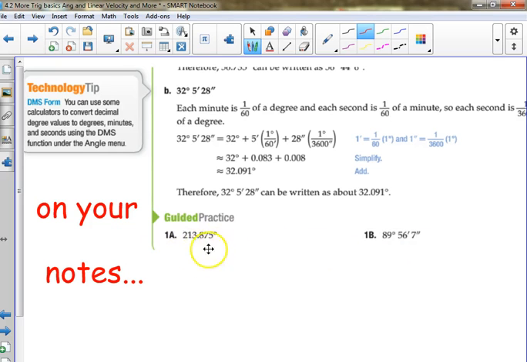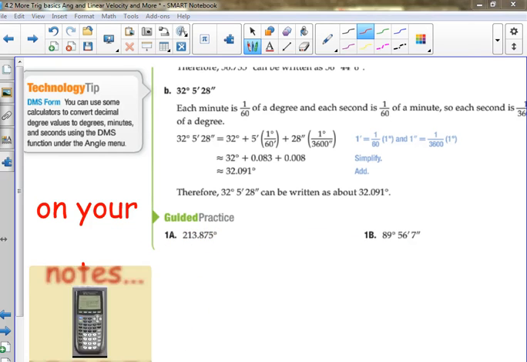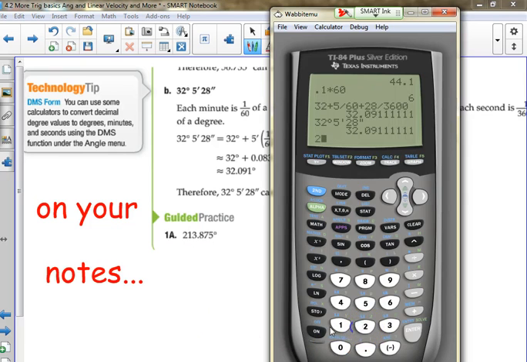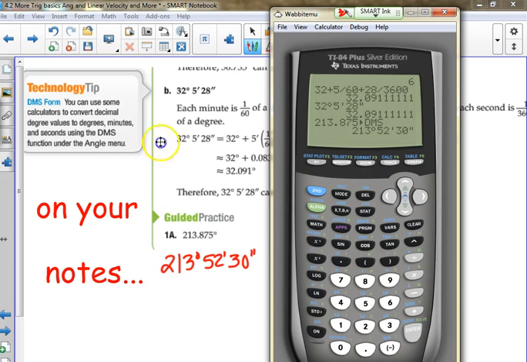All right, so can we practice these two on our notes? Can you do this one? Tell me what you get. This is the easy kind. You just put it in as a decimal. And then go, I want this DMS thing, choice 4. I got 2, 13, 52, and 30. Did someone else get that? Everybody else get that? Anybody stuck on how to get that one?